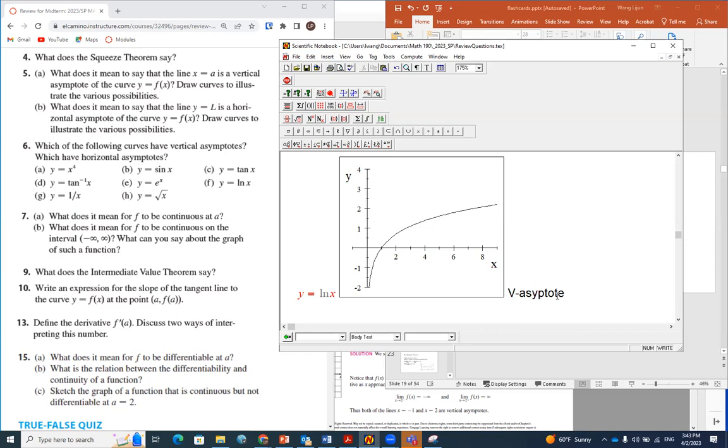Asymptote, sorry. Okay, that asymptote is x equals 0, right? That vertical asymptote. So a vertical asymptote is always x equals something. A horizontal asymptote is always y equals something, okay? Now, we've done ln x. Let's look at y equals 1 over x. Okay, the output is the reciprocal of the input.